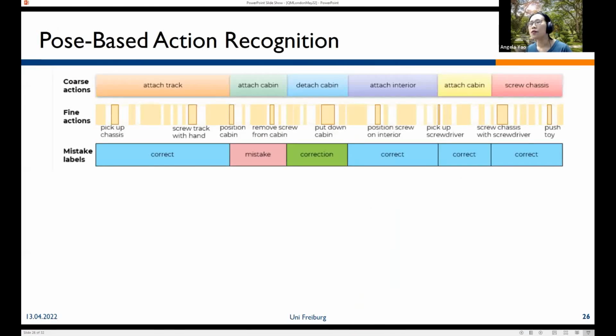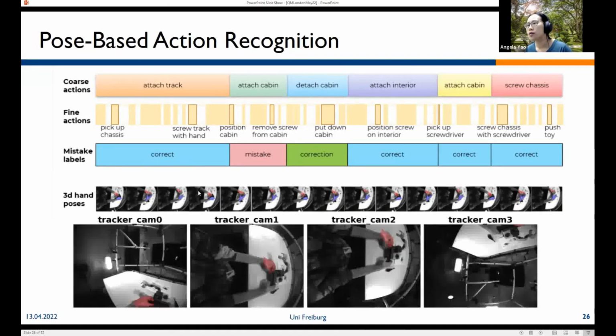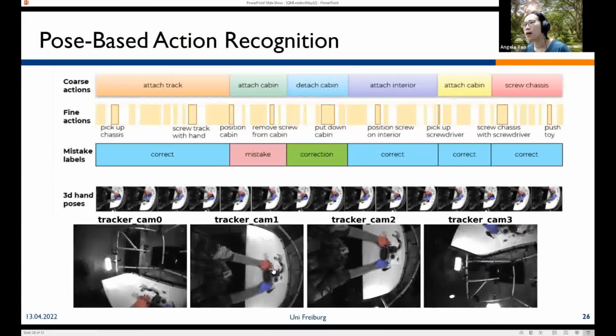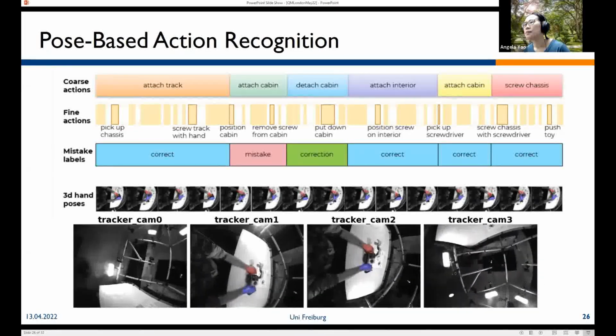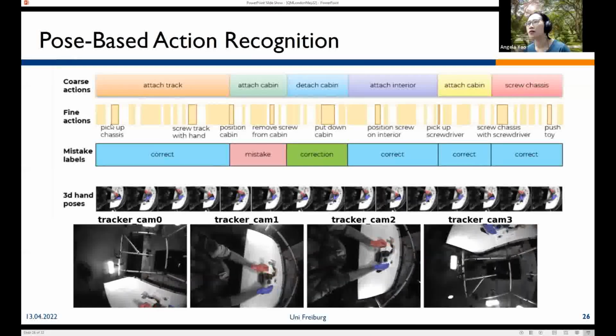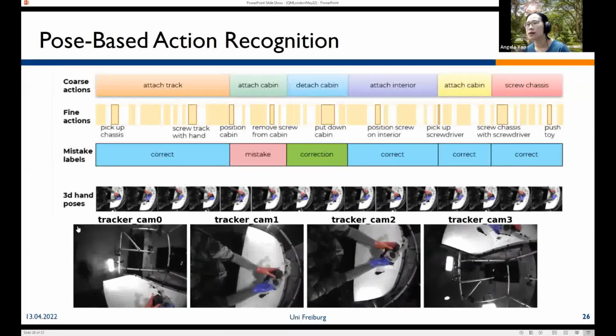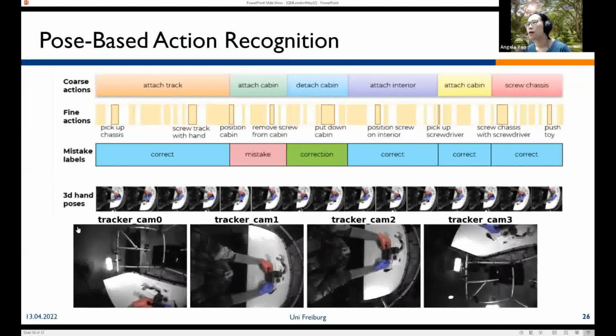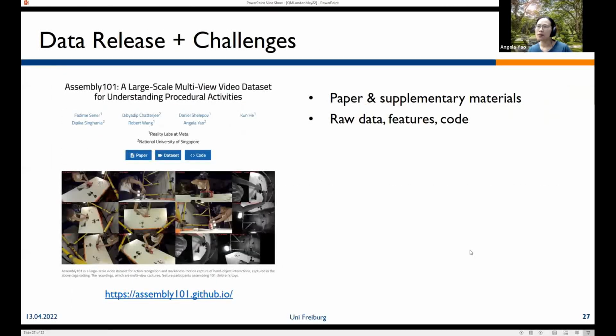Where we want to go with this, of course, is to be able to recognize the actions based on the specific hand poses. So we also annotated the poses of the hands. Here we have the coarse action labels, the fine action labels, the mistakes, as well as the 3D hand poses. All of this data has been released already. The paper will be released at CVPR this year, but the data is already available for download. If this is relevant to anything that you're working on, I encourage you to have a look and check it out.